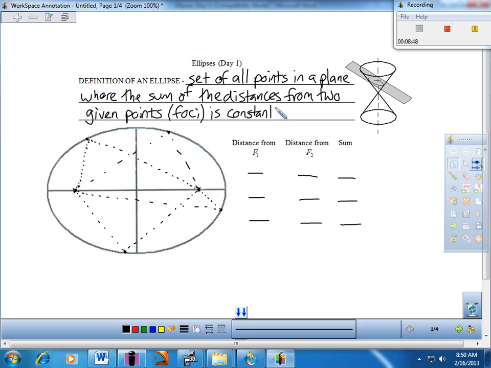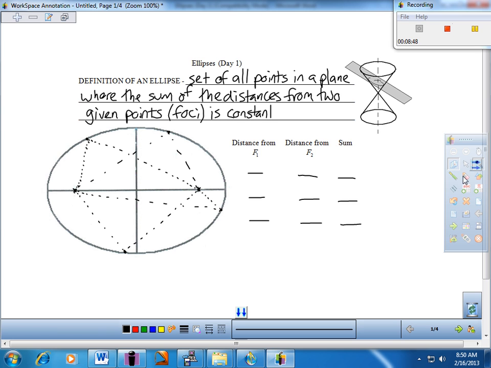And that is exactly what you saw right here. No matter how many times I would have made you do this, you would have found that if you added those two distances together, it's always going to be the same. Hope you saw that initially. If you didn't, please check in with me, because it should have been pretty ideal.